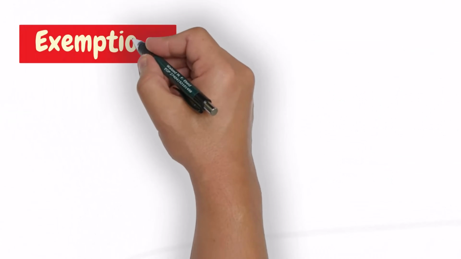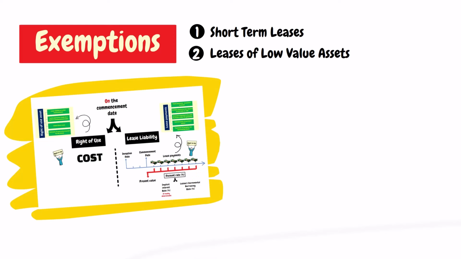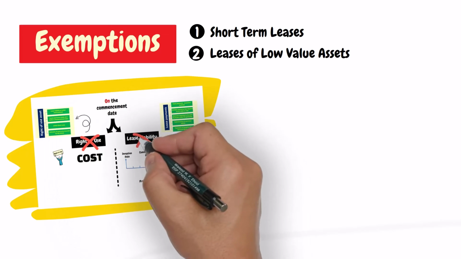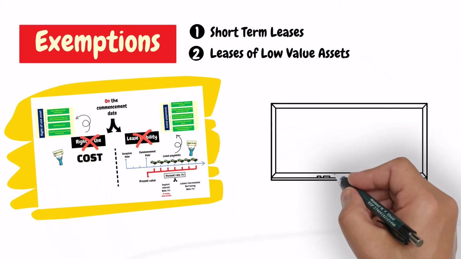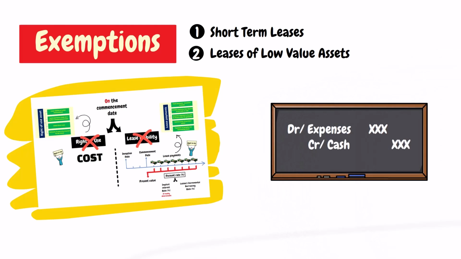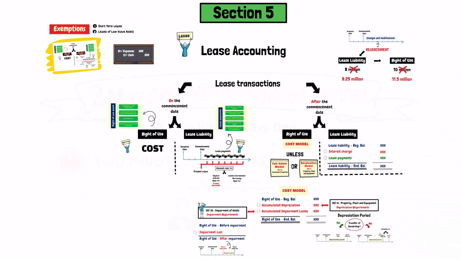Exemptions exist with respect to short-term leases, and leases of low-value assets, where the lessee can elect not to recognize a right-of-use asset and a lease liability, but instead, recognize lease payments directly as expenses in the profit and loss. Well, we will go through all these, step by step, and illustrate with examples. So, let us check the following lecture.